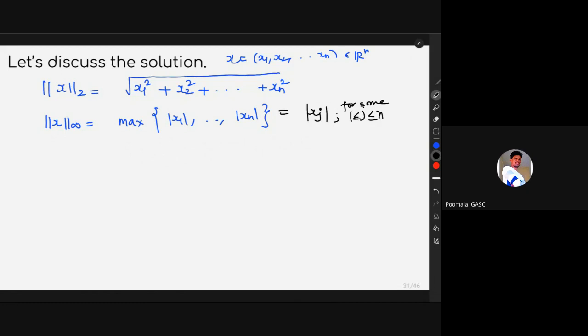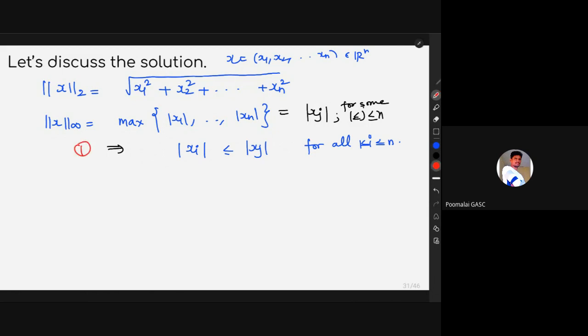So, because the modulus of xj is the maximum, the modulus of each xi will be smaller than or equal to the modulus of xj, for all i between 1 and n. This holds because xj is the maximum. So this is the first thing to notice.